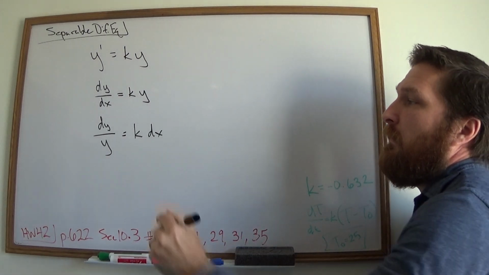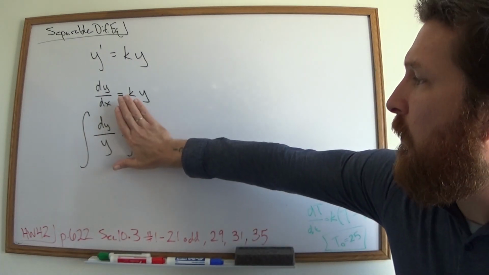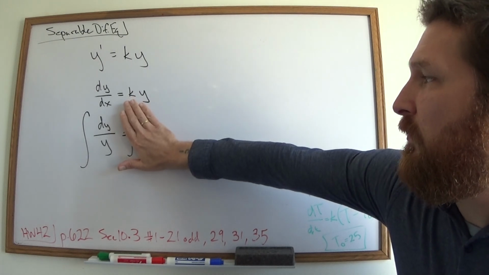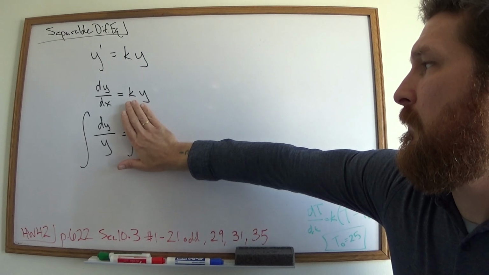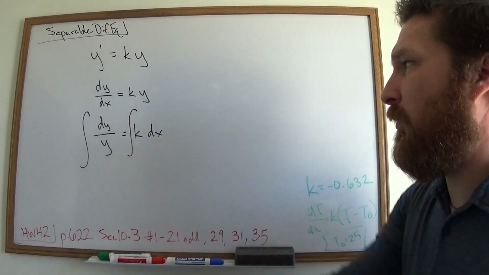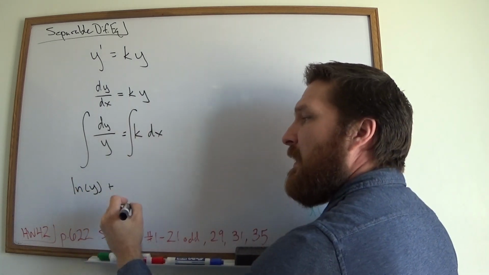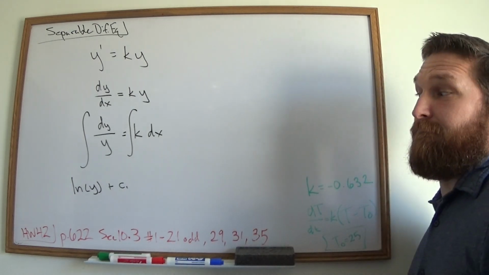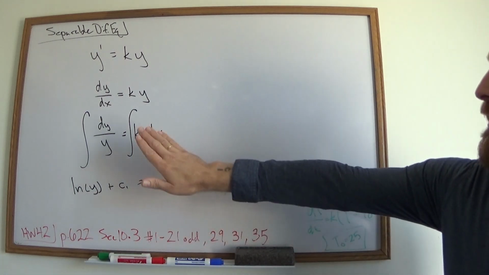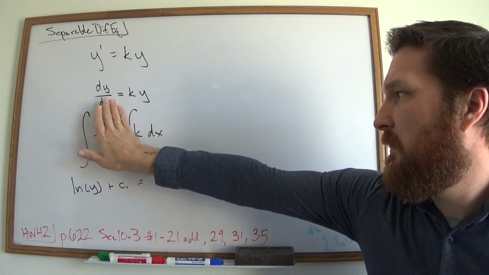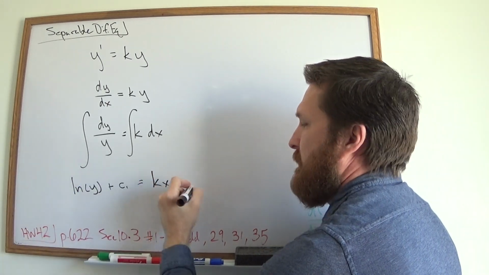Okay? Now let's integrate both sides. Integrate over here, integrate over here. What's the antiderivative of 1 over y with respect to y? Natural log of y, right? So natural log of y plus some constant, c1. Now, what's the antiderivative of the constant k with respect to x? kx. kx plus some other constant.